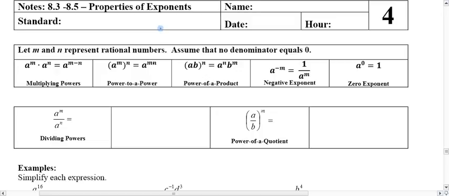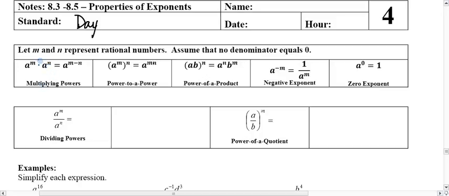All right, hi guys. Here we're going to start another section of notes. We're going to continue with day 2 of 8.3 and 8.5, which is the rest of the exponent properties. We have a couple properties here that we've talked about before.